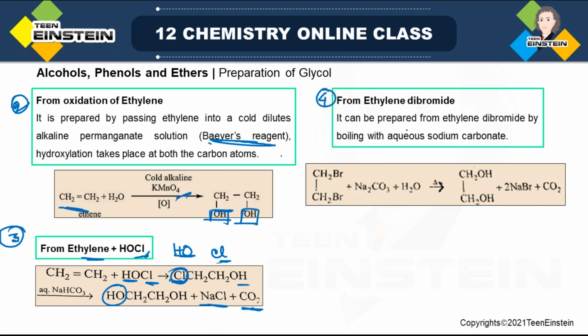Number 4, from ethylene dibromide. So this is ethylene dibromide molecule, CH2Br, CH2Br, and it is treated with sodium carbonate and water, and finally it is aqueous sodium carbonate. Finally both this Br and Br, they are replaced, that is substituted by OH. These are the byproducts.